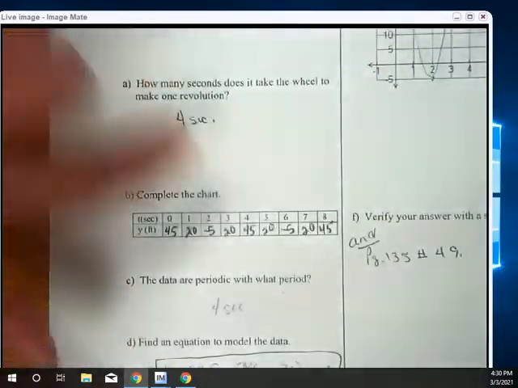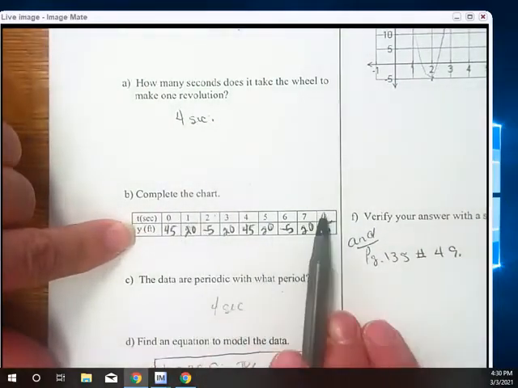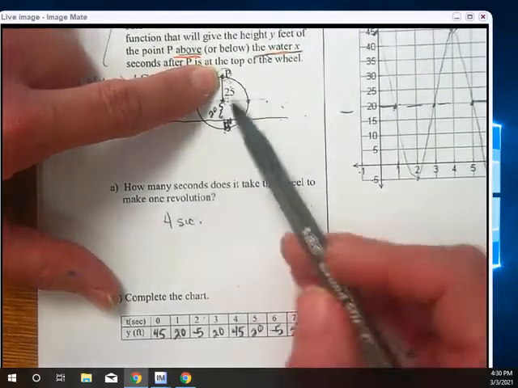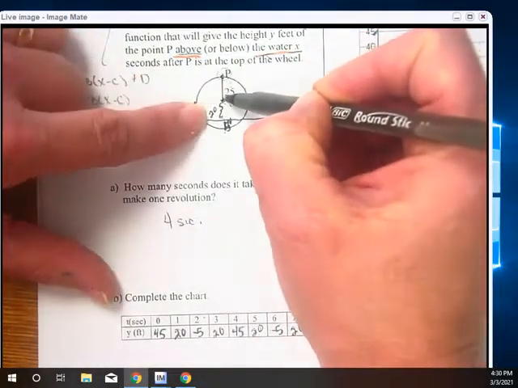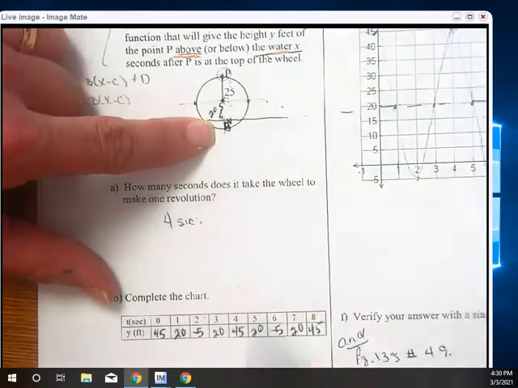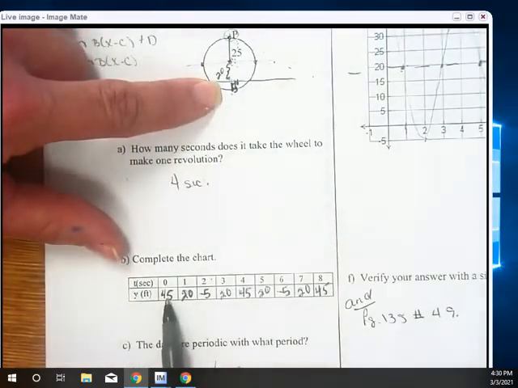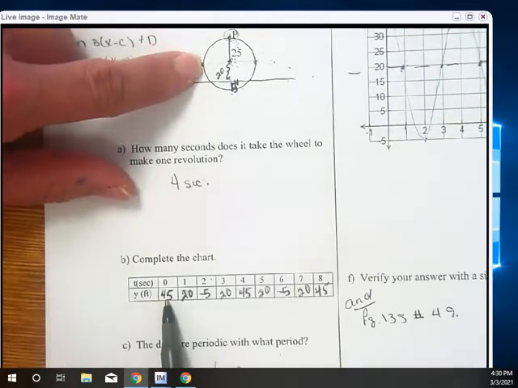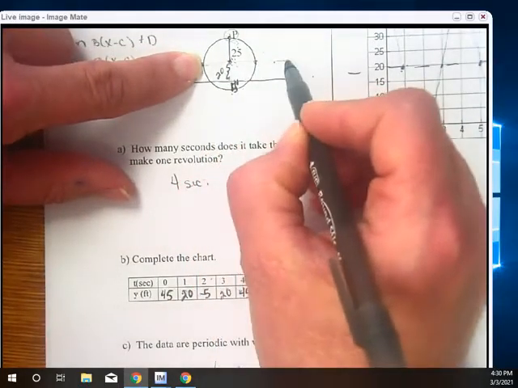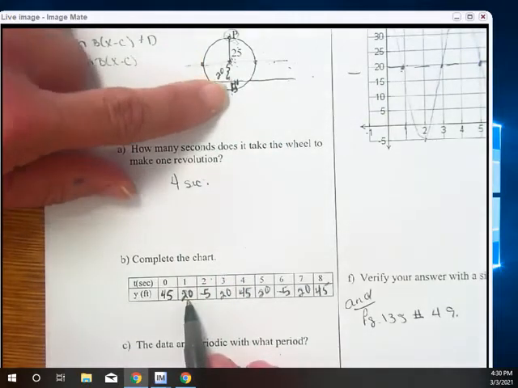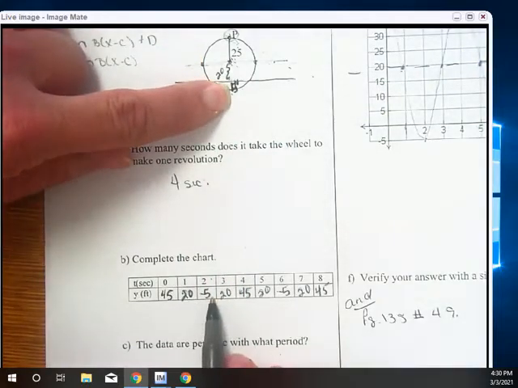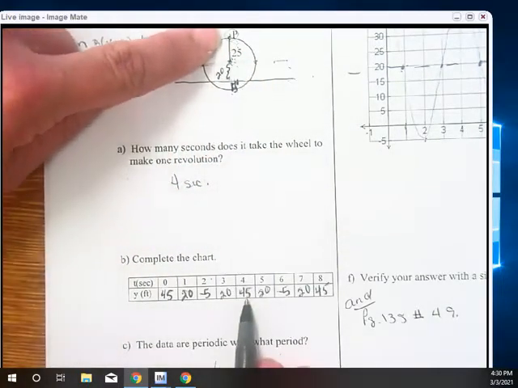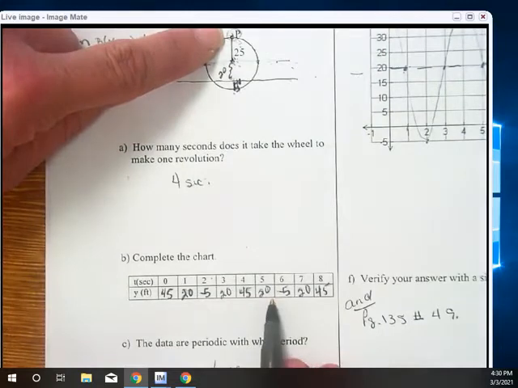So to look at my table, I have 0 to 8 seconds, and I'm going to look starting at P. I need to know how high am I from the water. Well, 25 plus 20 is 45. At time 0, my point P starts at 45. At 1 second, I'm lined up with that axle, which was 20 feet. At 2 seconds, I'm 5 feet below the water. At 3 seconds, I'm at 20. At 4, I'm back on top of my circle at 45 feet.